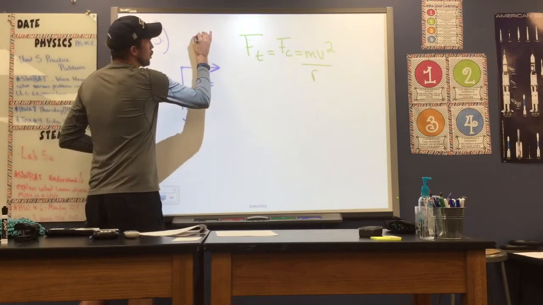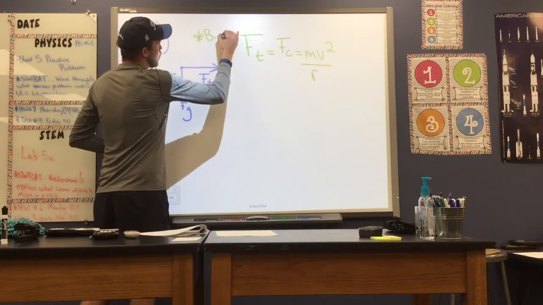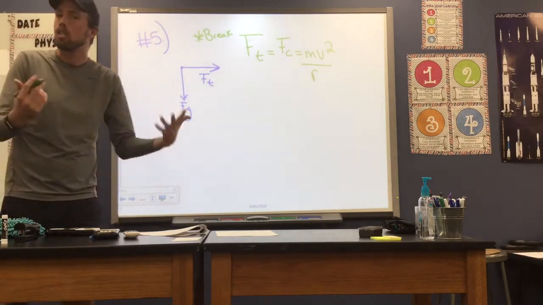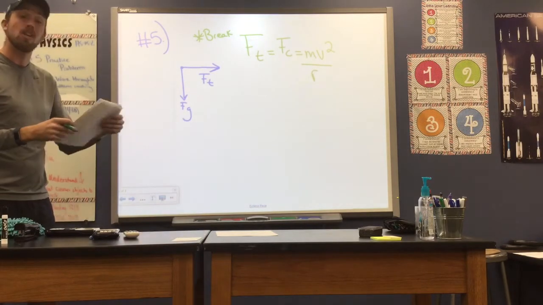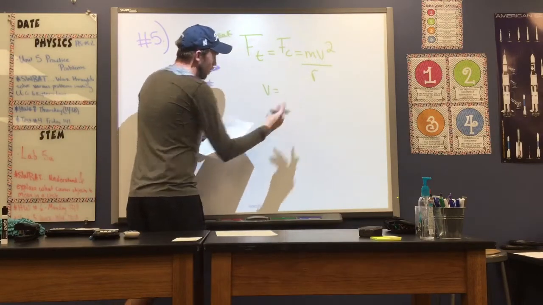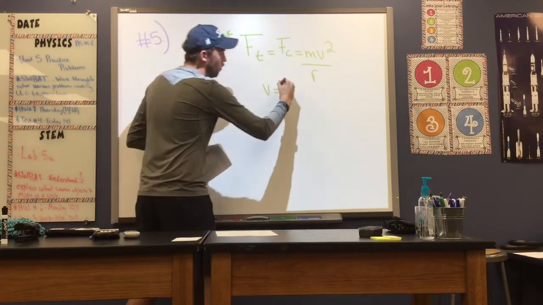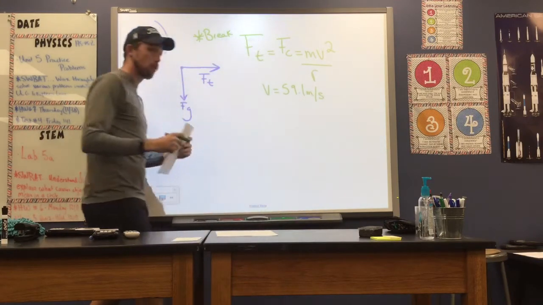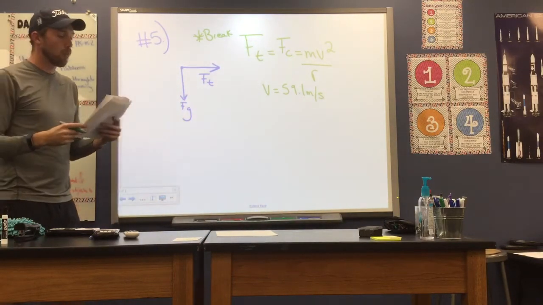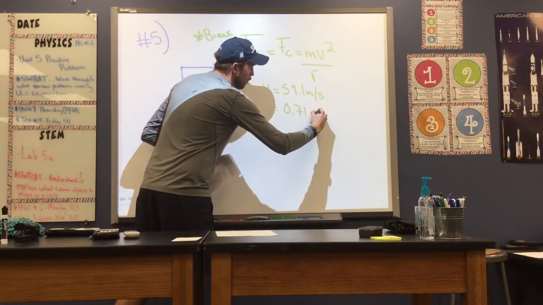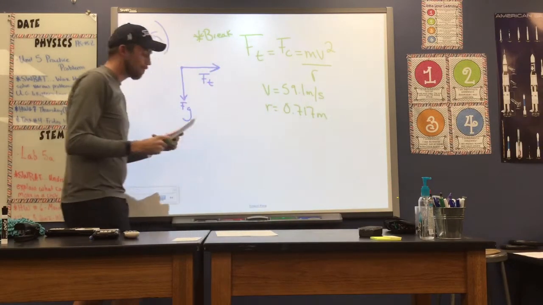Now, if this is going to be our scenario when the string is going to break, we have some information specifically about the values that cause our string to break. At that point, we're moving at a velocity equal to 59.1 meters per second, which, as you all know, is extremely fast. And our radius is a small value, smaller than it was, of 0.717 meters.